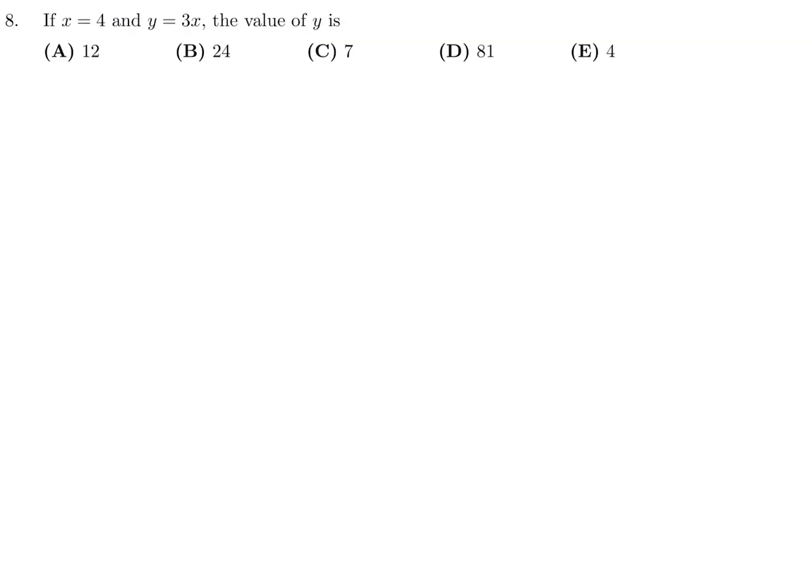If x is 4 and 3x is equal to y, what is y? y is equal to 3x. Substitute the value for x, which is 4. And that gives me 3 times 4, which is 12. So number 8, the answer is A.